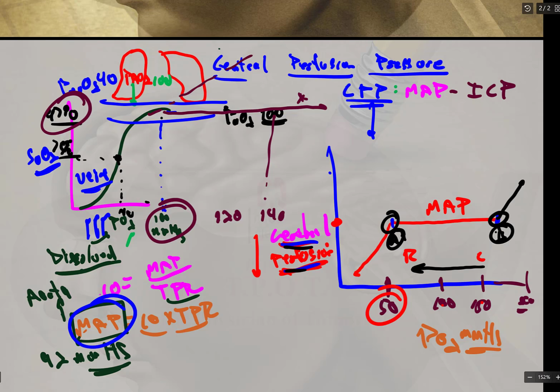Okay. So now that you've understood the basics, understood how to dissect the graph, let's now add in some important gases. We're going to begin with the most important gas for regulating cerebral perfusion, without a doubt, which is going to be carbon dioxide.